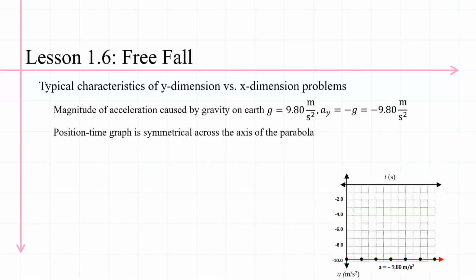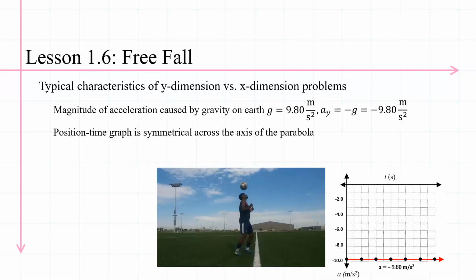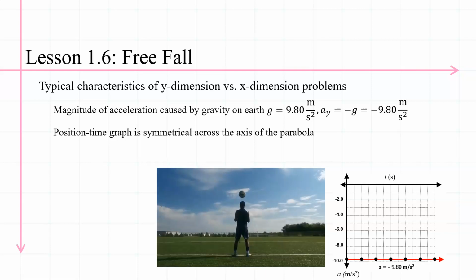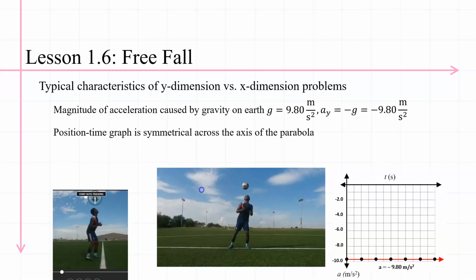Here's another important point about freefall. The position time graph is symmetrical across the axis of the parabola. So let's consider this person head dribbling a soccer ball, and we're going to consider the motion of the soccer ball during one of these bounces. Notice that it's launching from his head, going up into the air, and then landing back on his head. So it's ending at pretty much the same position as it started.